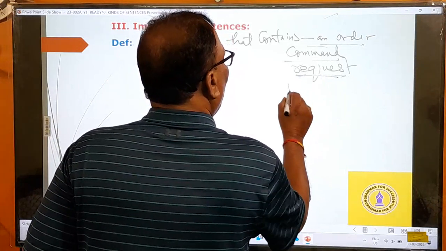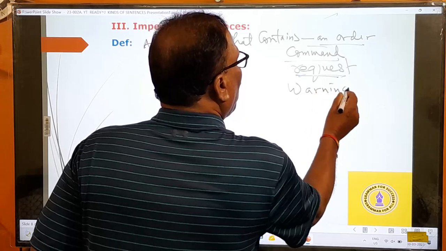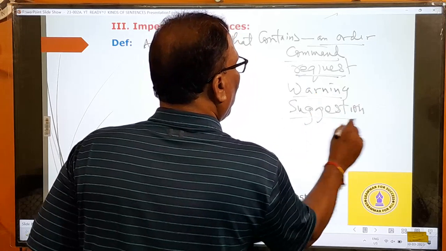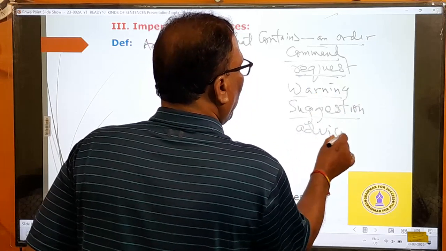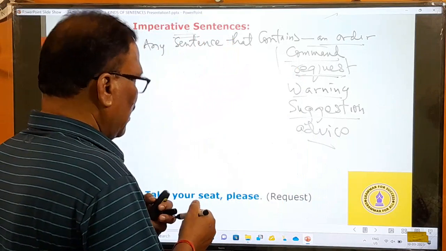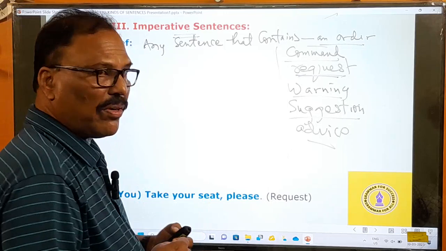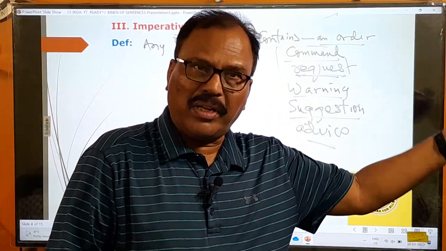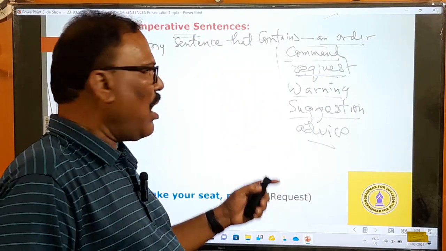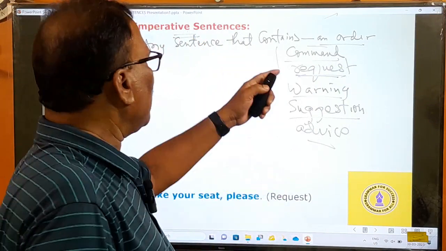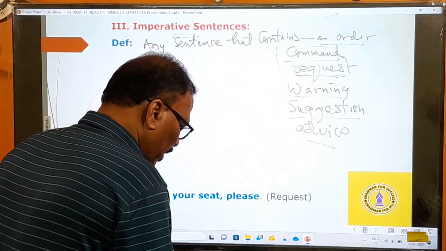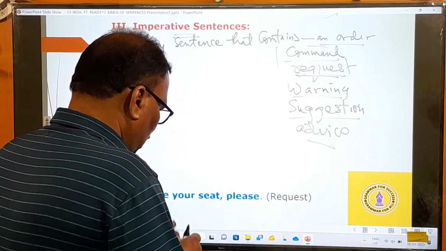a warning, a suggestion, a piece of advice, etc. Any sentence that contains an order or a command or a request or a warning or a suggestion or a piece of advice, etc., such a sentence is called an imperative sentence, and it has got two features. Let me tell you about them.